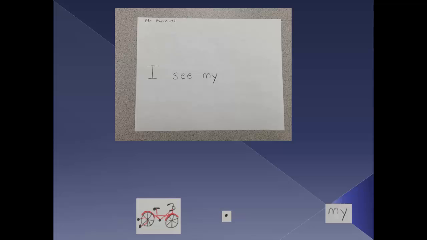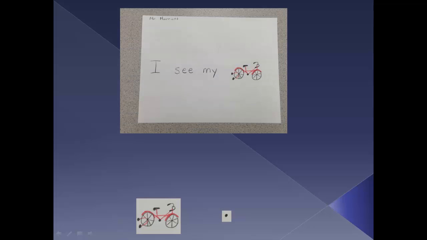So now it says, I see my, well, I see my bike. Can you find bike? Good job. You should have been pointing right here all along. You should have known that would have been the next one. Very good. So here we have I see my bike. So I see my bike. Is that a complete sentence yet?